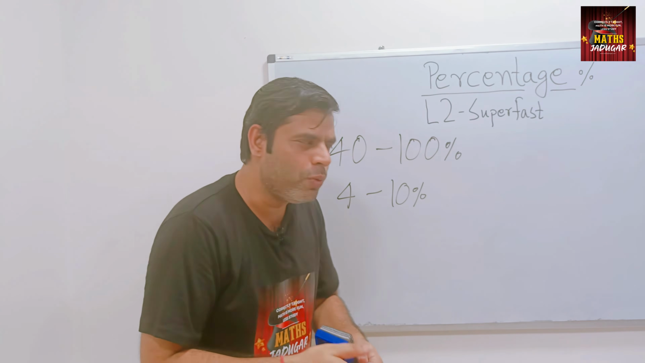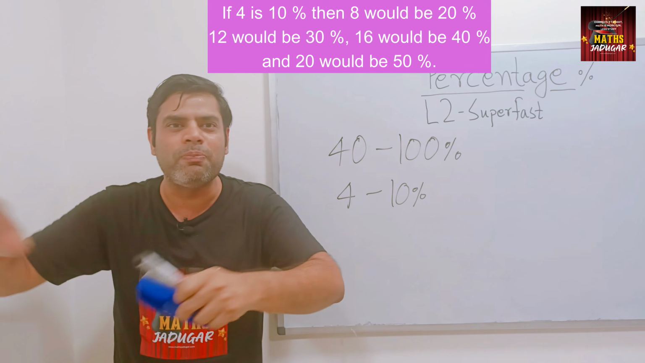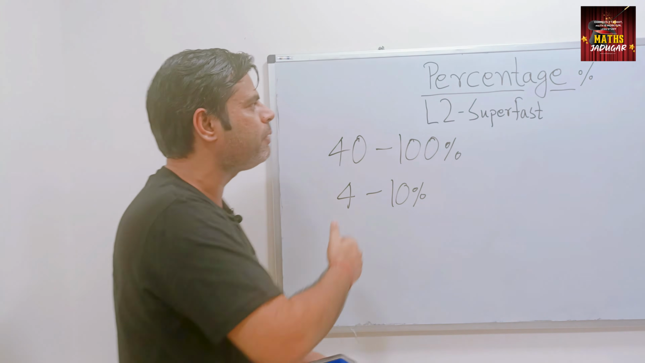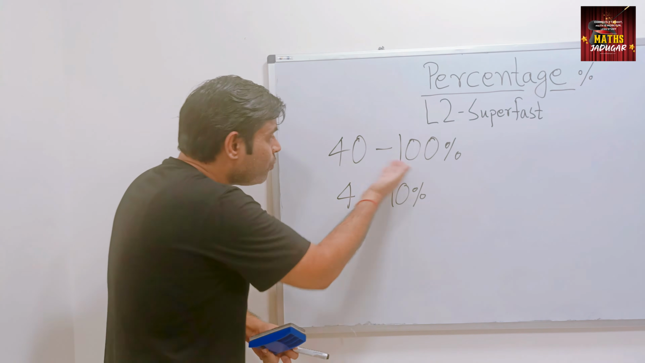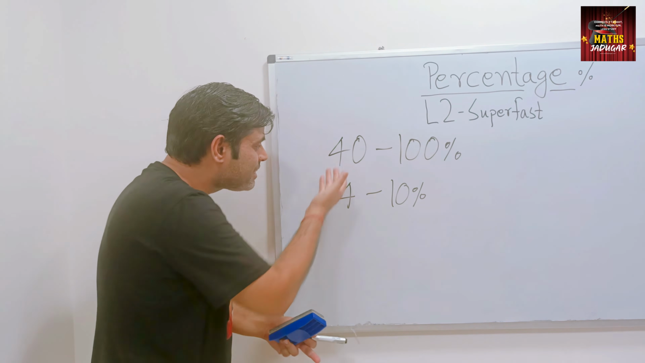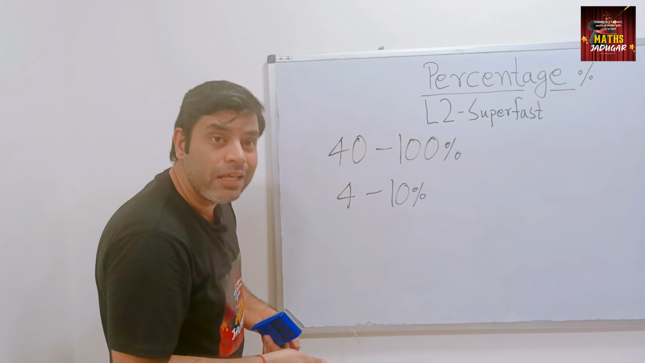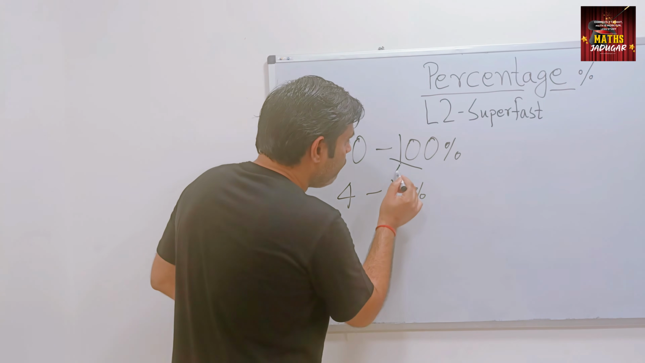So every 4 would be 10%, 8 would be 20%, 12 would be 30%, 16 would be 40%, 20 would be 50%. Wow, like a song. You can sing a song with the percentage, if you just know the relation. 40 is 100%, common sense, then 4 is 10%. Why? Because 4 is 1/10 of 40. 10 is 1/10 of 100.